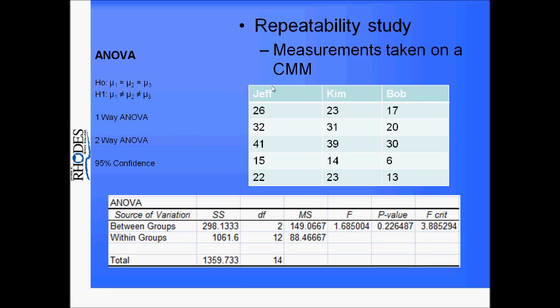Okay, so what you'll do is you'll go in, enter on your calculator this operator Jeff, enter his data in L1. Okay, so you'll put 26, 32, 41, 15, and 22 into L1. Alright, and for Kim, she'll be under L2, and Bob will be under L3. Alright, so I'll give you a little bit of time. If you need to pause in order to get all this information entered, that's fine.